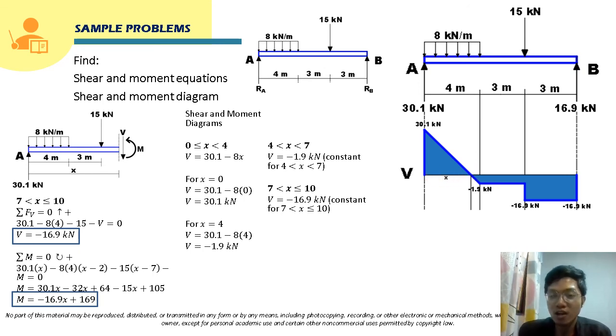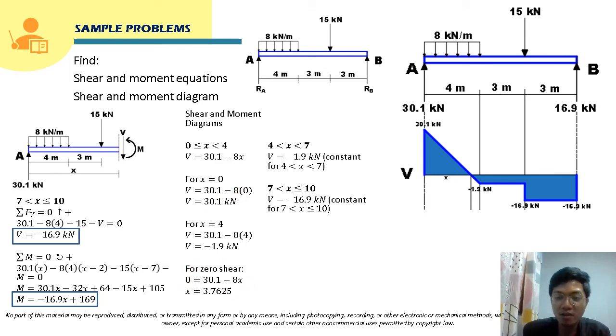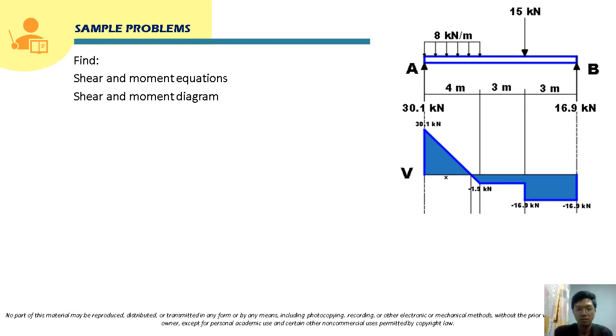To solve for the value of x, the shear here is 0. So we are going to use the shear equation for the first segment. This is the equation for the first segment. So the shear is 0 equal to 30.1 minus 8x. Solving for the value of x, this will be 3.7625. So this will be the distance x, from this point up to the zero shear, which is 3.7625. So we already plotted now the shear diagram.